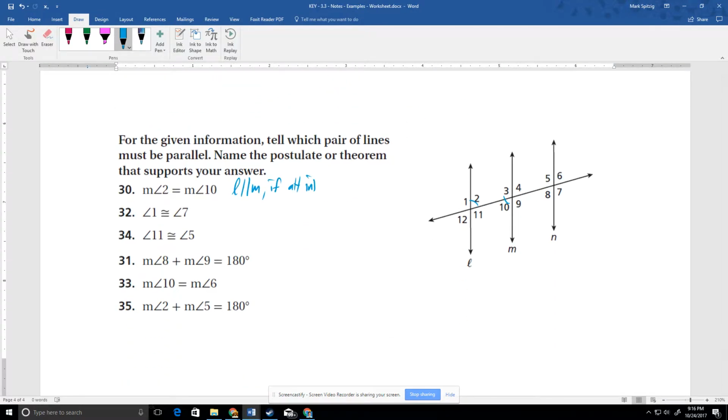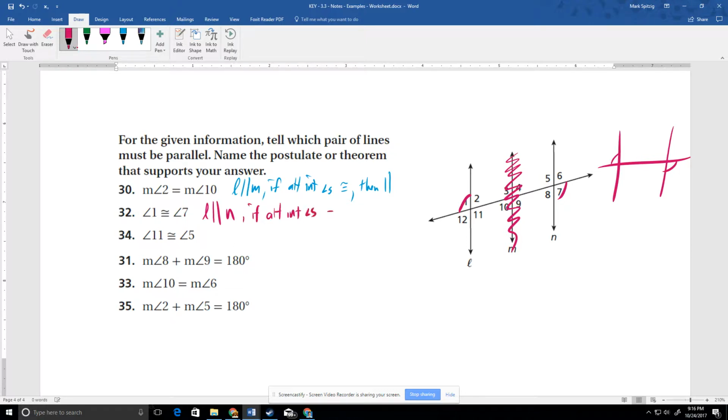All right, if alternate interior angles are congruent, then the lines are parallel. 1 and 7. Well, this is where it can get a little tricky, because 1 is over here and 7 is over here, which means I'm not even going to look at any of this in here. I'm basically just looking at L and I'm looking at N. And if I ignore the middle one, the line M, those are alternate exterior angles, right? And so we know that we can say L is parallel to N in this case. And that's because if alternate exterior angles are congruent, then the lines are parallel.